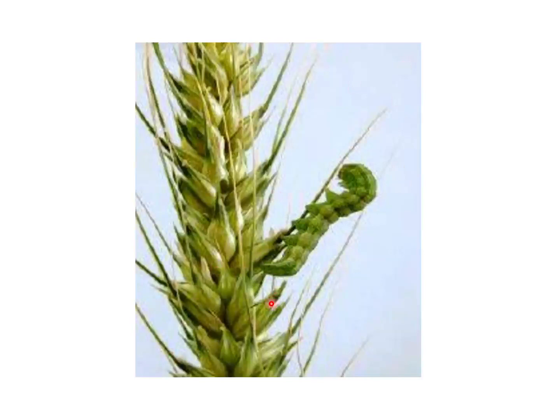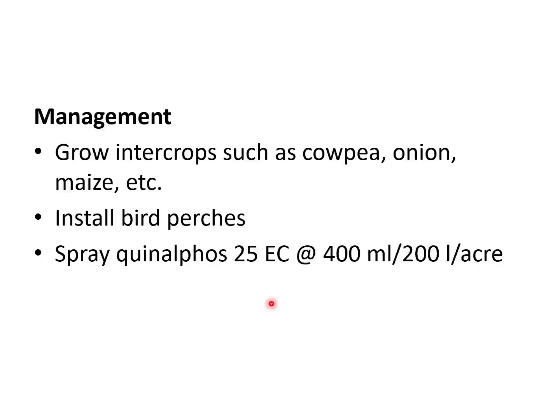Coming to the management, we can go for intercropping with non-host crops. Whenever we are going for intercropping as a pest management strategy, ensure that the intercrop is not favored by the pest. If the intercrop is also favored by the pest, the population will increase. So go for intercrops such as cowpea, onion and maize, which are not preferred hosts for Helicoverpa armigera.